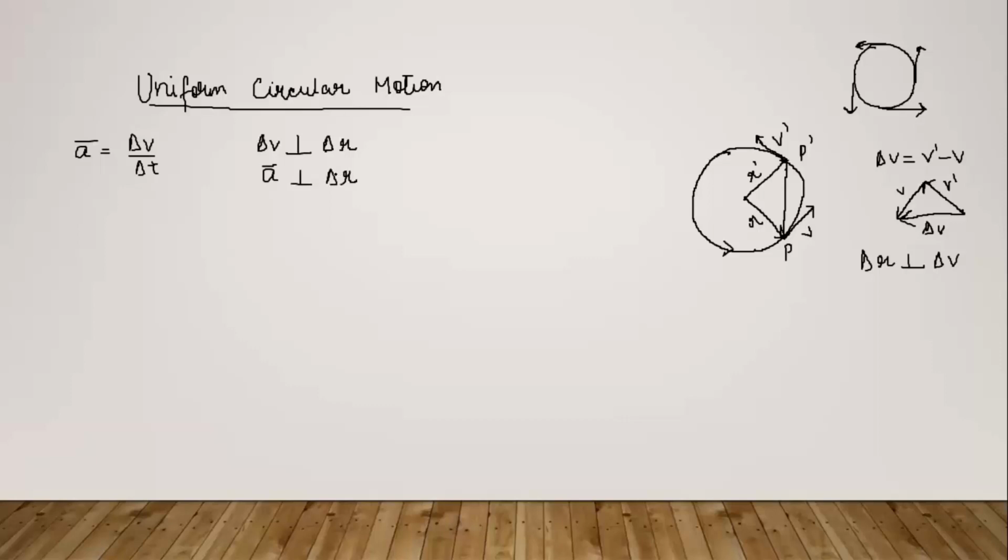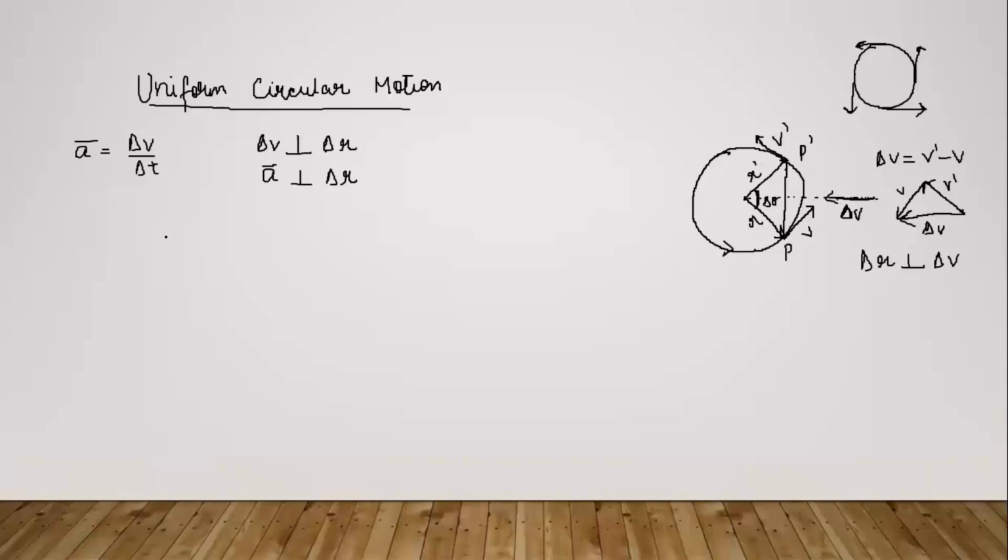Now you must notice here that if we place this delta v vector on the line that bisects the angle theta, or you can call it delta theta, there is this line which is bisecting this angle, and when we place this delta v vector over here, what we notice is that this vector is pointing towards the center of the circle.